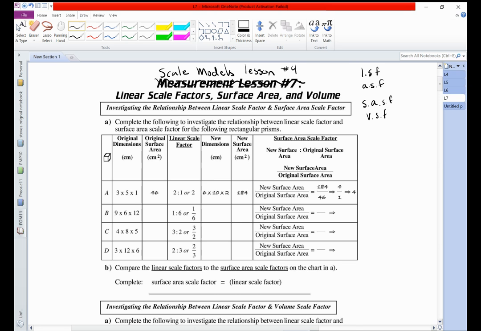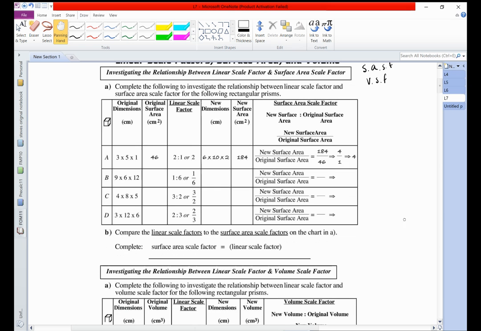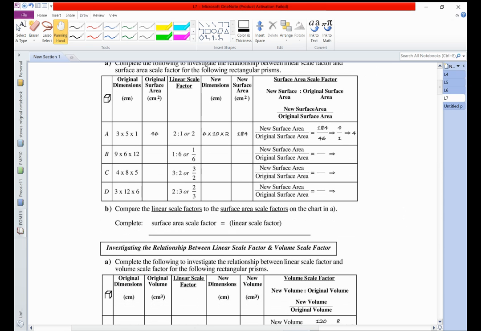Let's dive in. We've got more of these charts. I know they're maybe a little bit annoying, or maybe you don't like the way they're presented, but they are a good way for me to see that you know how to do some of this stuff. So you probably will see something like this on a test.